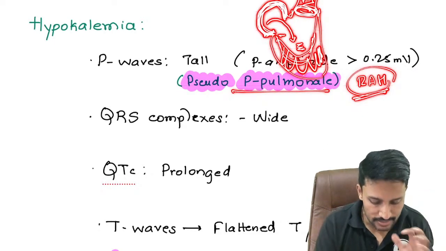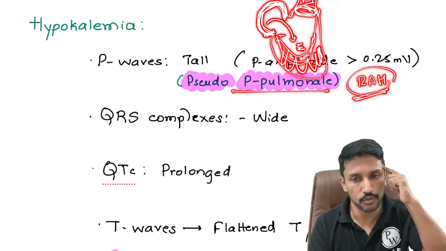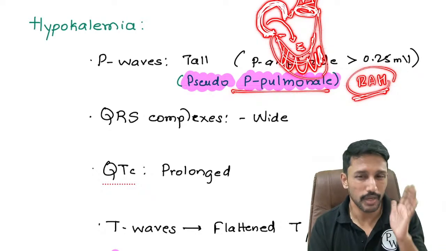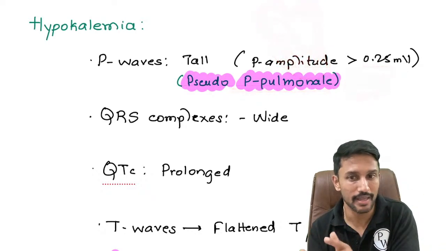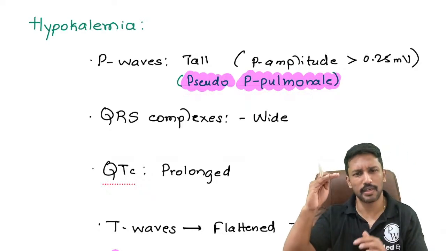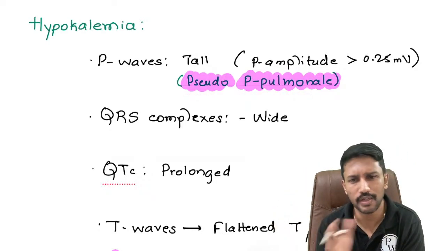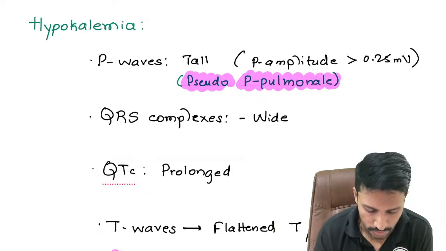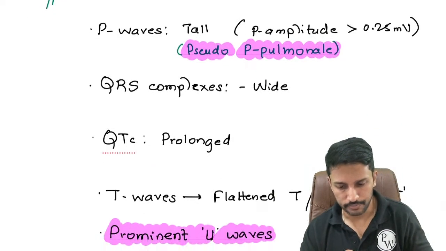So traditionally, if I see a tall P wave, the first thing I should think of is right atrial hypertrophy. But if my patient's potassium is low, that may explain it. That's why it is called pseudo P pulmonale. It is tall, but it is not truly because of right atrial hypertrophy. It is because of hypokalemia. That's why it's called pseudo P pulmonale.